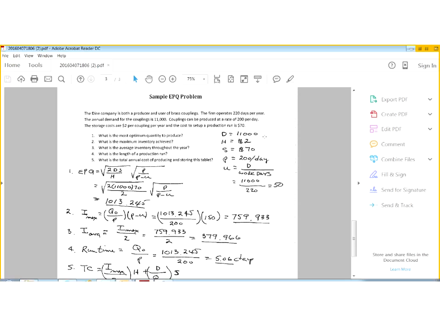The production rate clearly states that the couplings can be produced at a rate of 200 per day. So that's very clear. Usually the production rate will be stated as a rate per day. Now we need the usage rate, U. In this example problem, the usage rate is not given to us. We're going to have to calculate it.